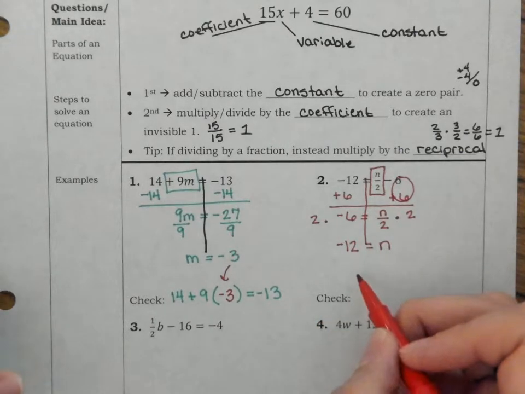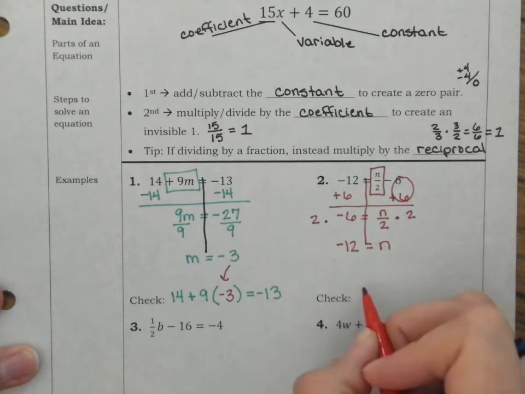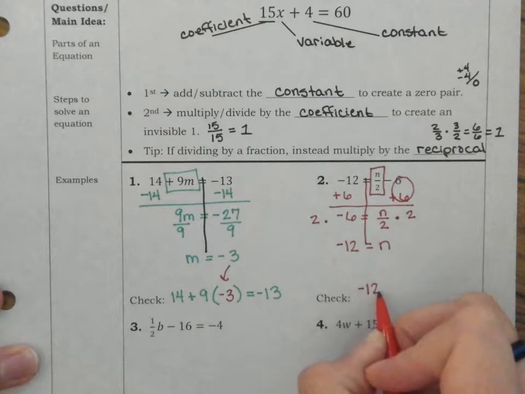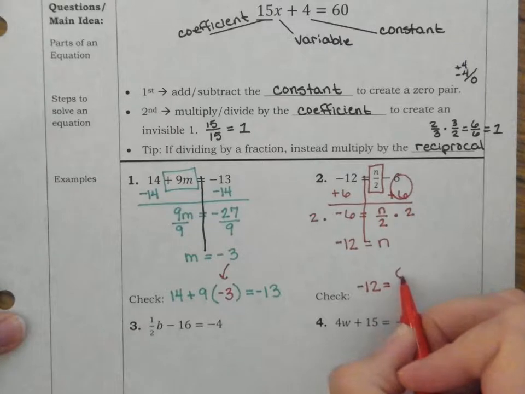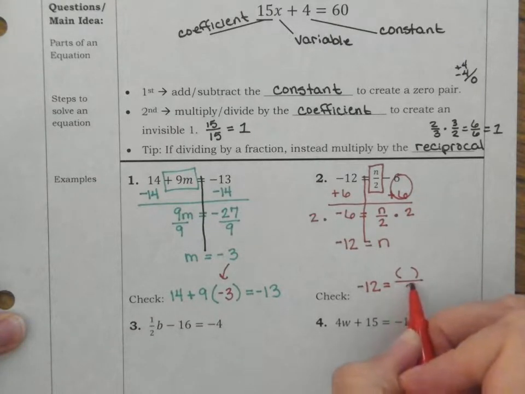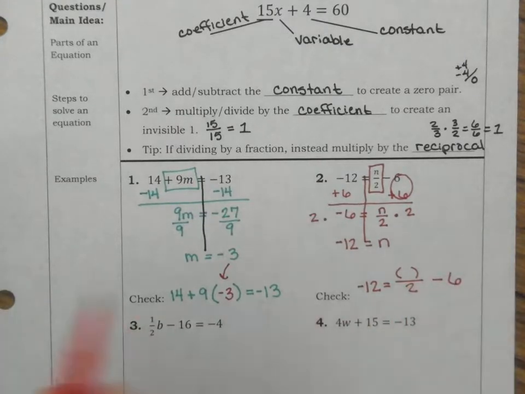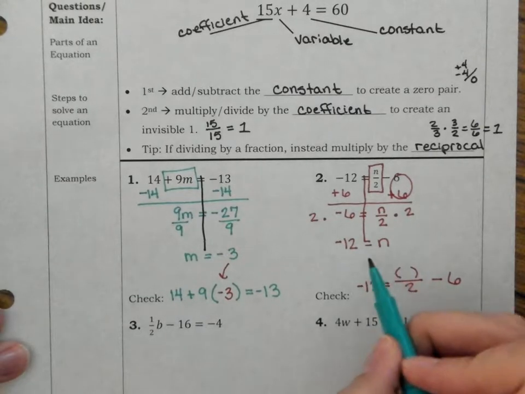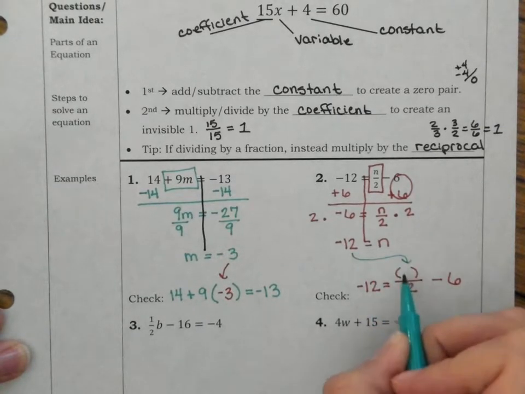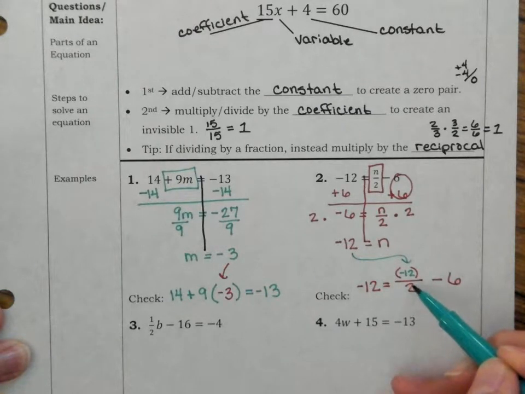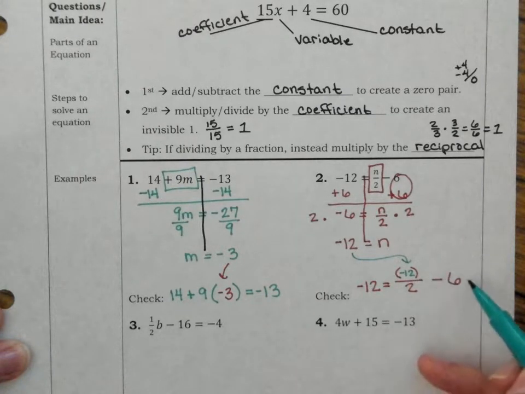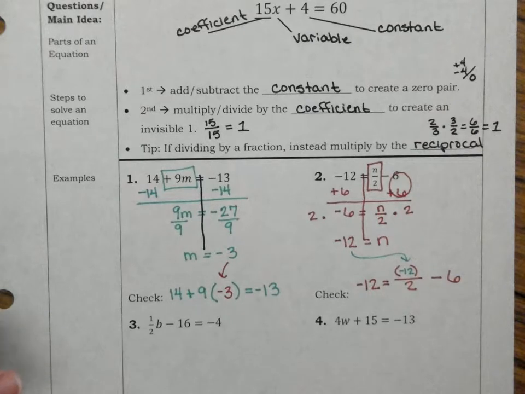And then I'm going to check it by plugging it back in. So negative 12 equals my n, I'm going to put parentheses there, divided by 2 minus 6. And so this negative 12 goes in place of n. Negative 12 divided by 2 is negative 6. Negative 6 minus 6 is negative 12, so it will work, but you would also just plug it into the calculator and see if it says true or false.